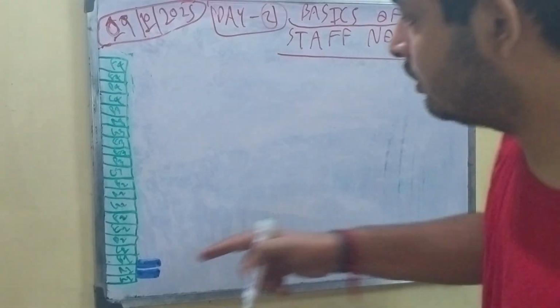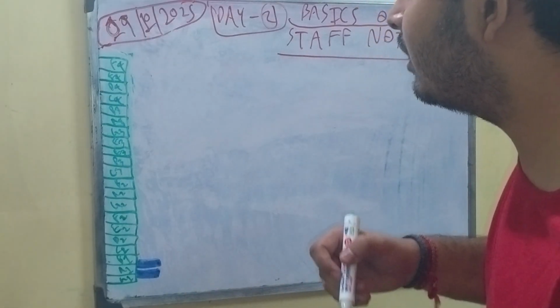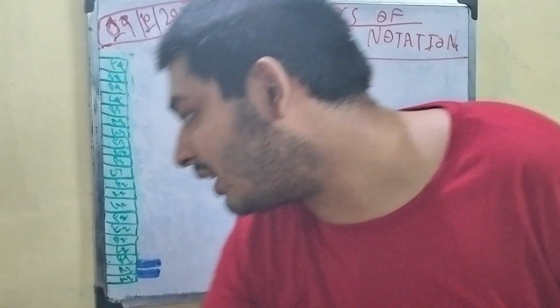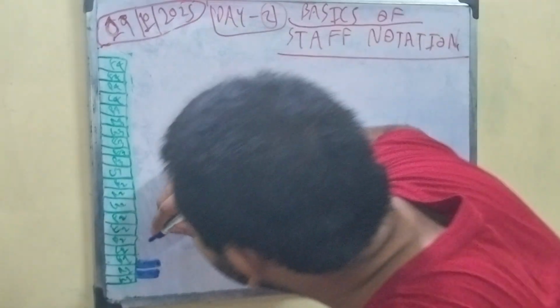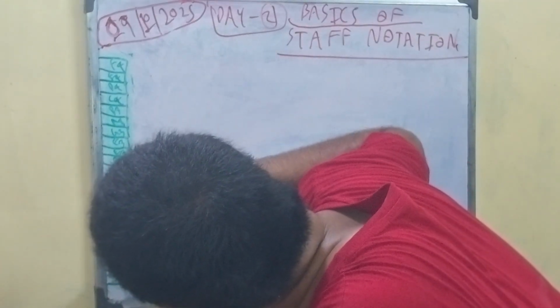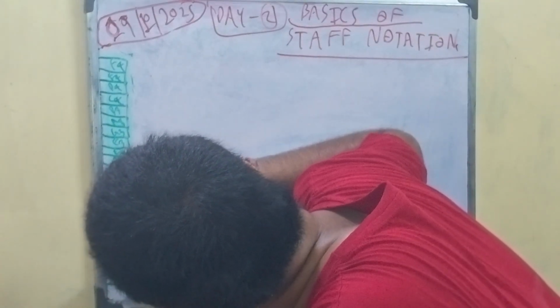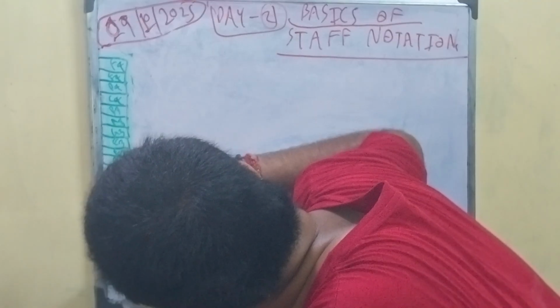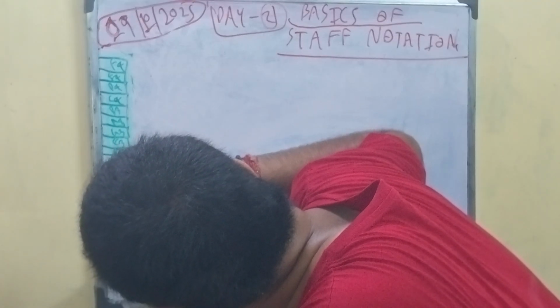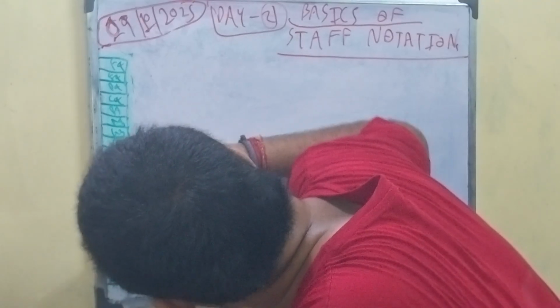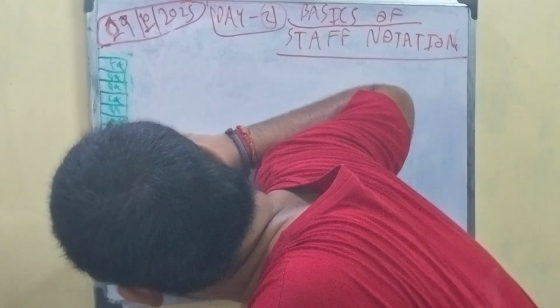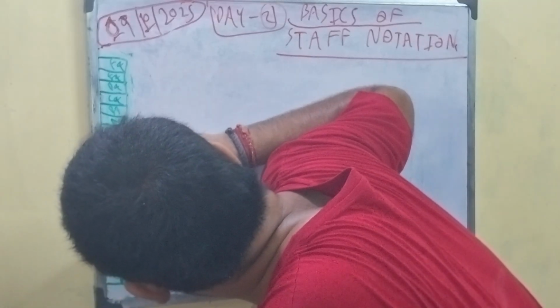Yes. Between G and A there is a black key. Between A and B there is a black key. But between B and C there is no black key. Again between C and D there is a black key. Like this it continues. Between D and E also there is a black key. But between E and F there is no black key. Again between F and G. Like this way it proceeds.